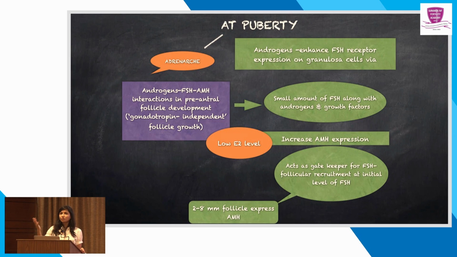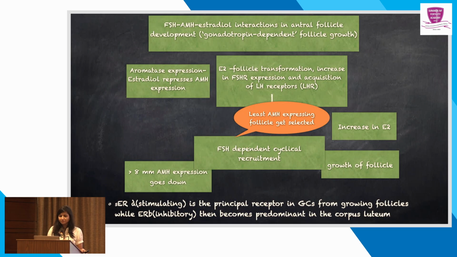That is why on day 2 of the cycle we see 14-15 follicles, but only one of them is going to grow. The other follicles are also contributing to AMH because these are pre-antral and antral follicles. But why are they not becoming dominant? Because they don't have LH receptor, and AMH is acting as a gatekeeper for them, as a threshold, not allowing the follicle to grow. So these 2 to 8 millimeter follicles are going to express AMH.